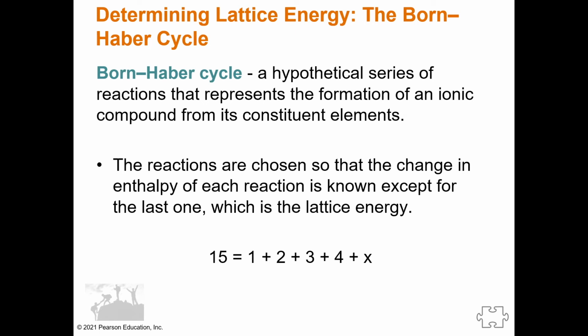So we cannot measure lattice energy directly. We have to go through a series of steps called the Born-Haber cycle to form our ionic compound. And if we know all the other steps in that process, including the final summation step, then we could figure out the lattice energy for that ionic compound.